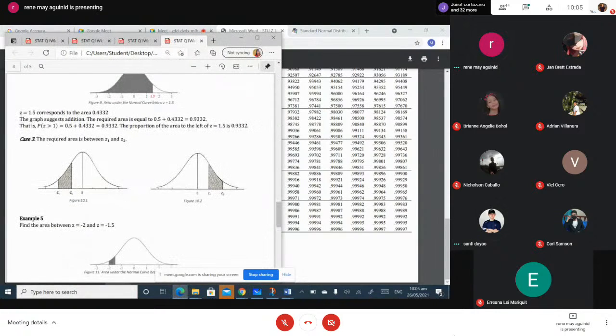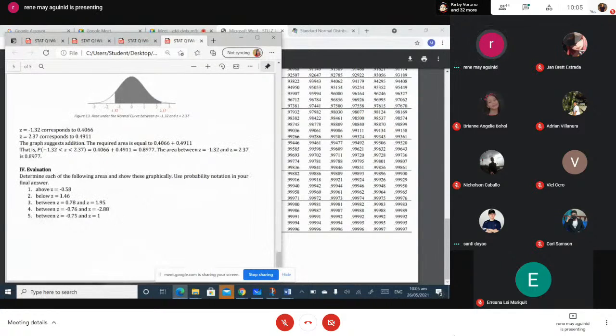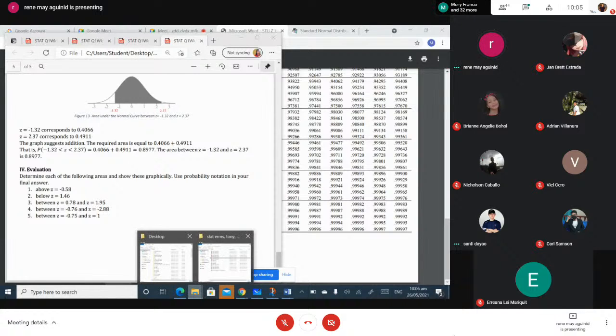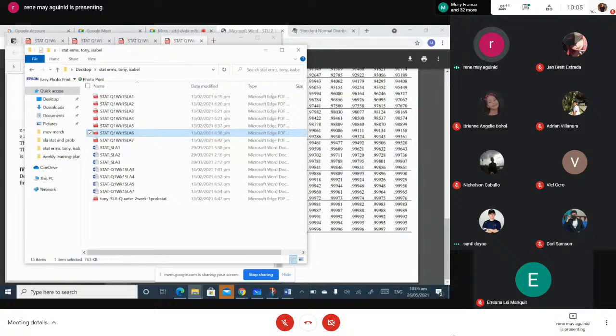Okay. So, for your evaluation, just simply determine the areas of the following and show this graphically. Meaning to say, you are going to draw the normal curve kung asa gyud ang area above negative 0.58. So last na dayon.